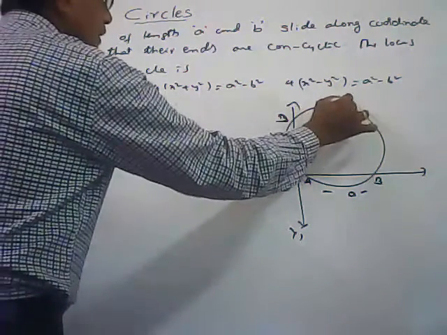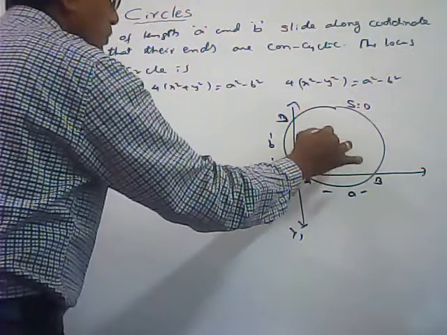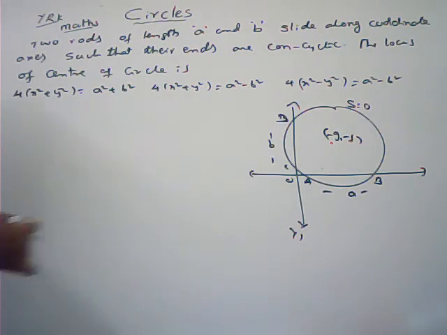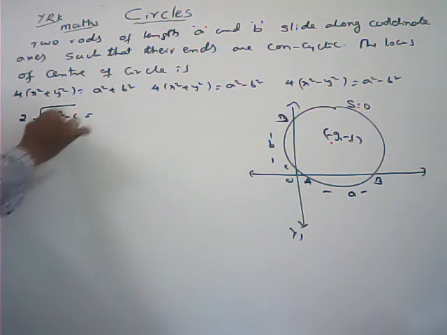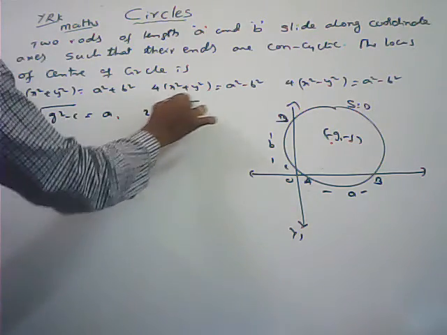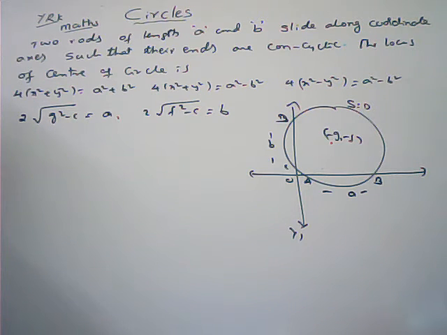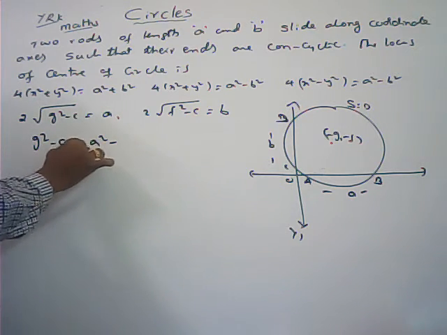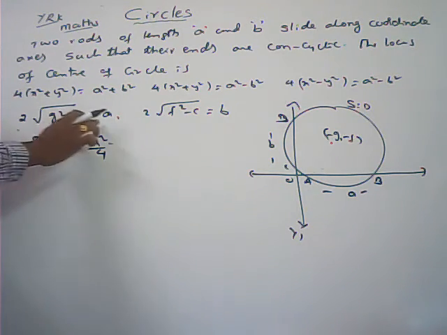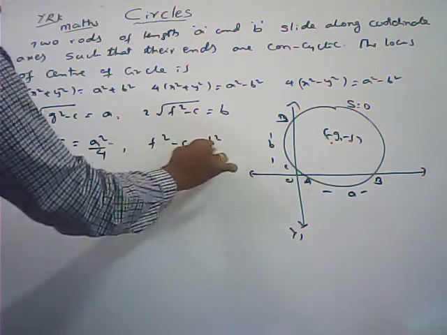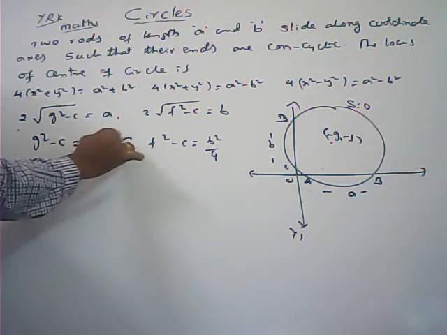For example, here I am taking the general form of the equation of the circle. What about the center of this one? Minus g, minus f, that is the center of the circle. Now the length of the x-intercept is given: 2 root of g square minus c equals a, and the length of the y-intercept, 2 root of f square minus c equals b, is given. Now g square minus c is equal to a square by 4, squaring on both sides. Now f square minus c is equal to b square by 4. This is 1, this is 2.